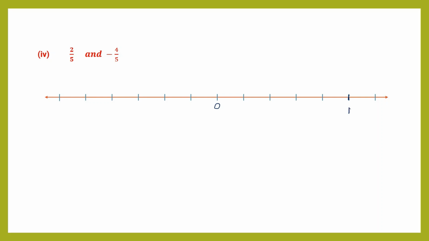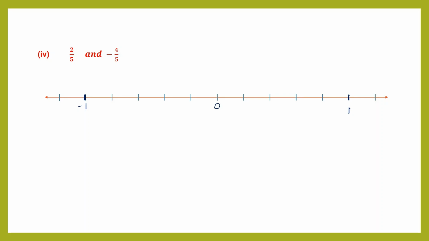Similarly, on the left hand side also, where we have the negative numbers to the left of 0, we need to have 5 parts. 1, 2, 3, 4, 5. So this is where we will get minus 1. So let's write that. So this is minus 1. So this is the main part, that is minus 1.